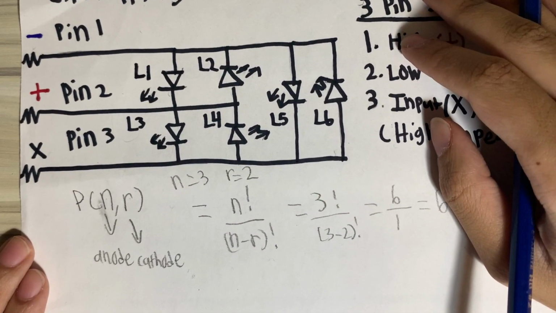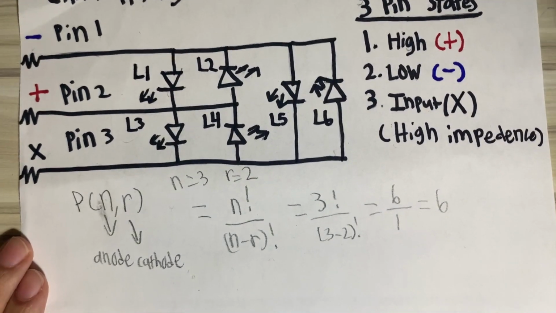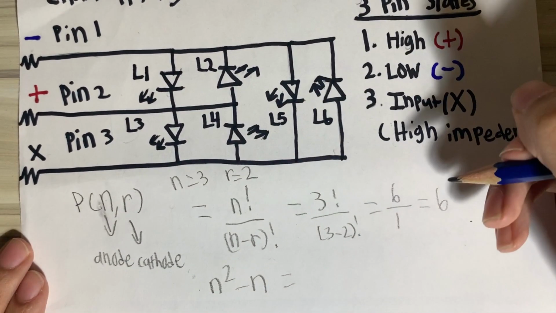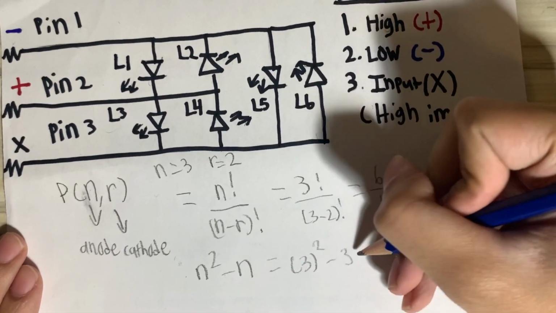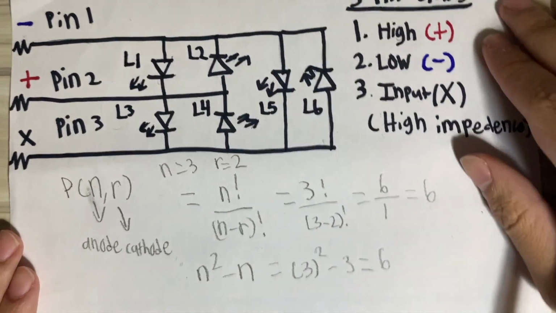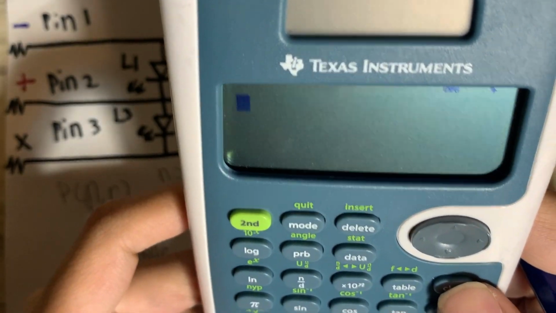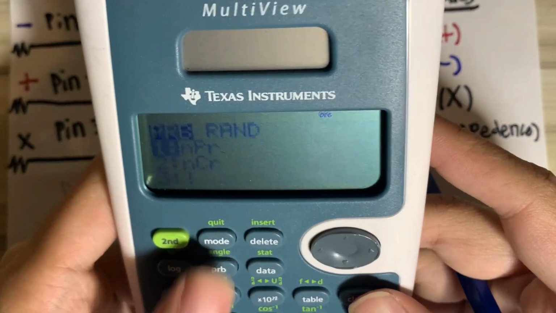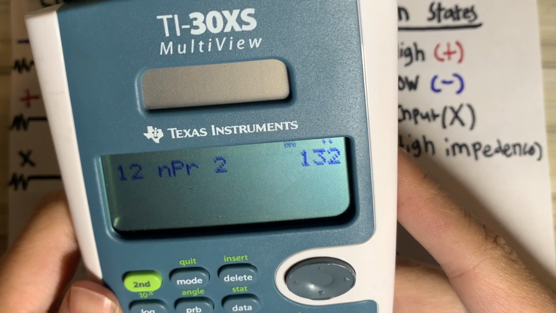There's also another equation we can use to figure out the number of LEDs that can be turned on using CharliePlexing, and it is N squared minus N. And we can see that this equation works as well, as we input 3 for N, then we get 6. So N is just basically your number of inputs. And then we can also verify this using my calculator to calculate why 132 LEDs need to be used for the project. I go 12, nPr, 2, and we'll get 132.